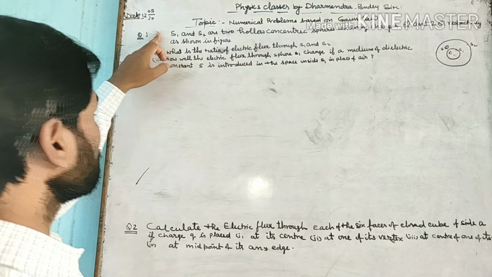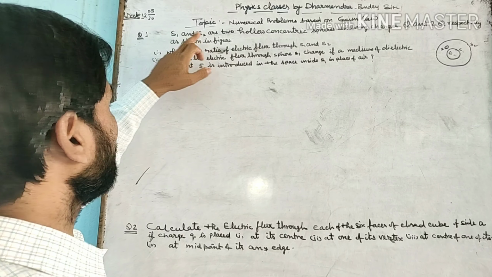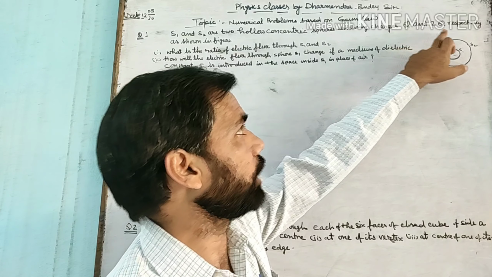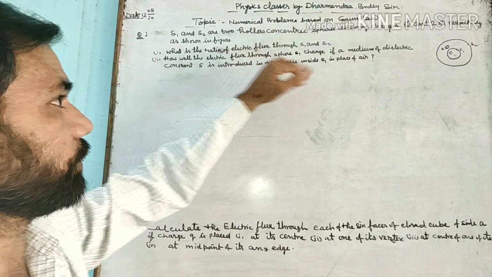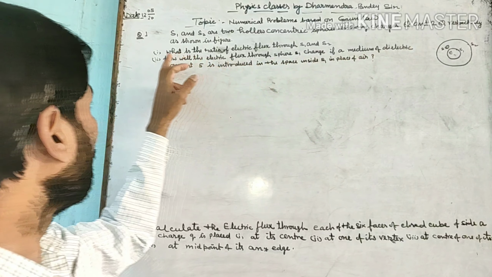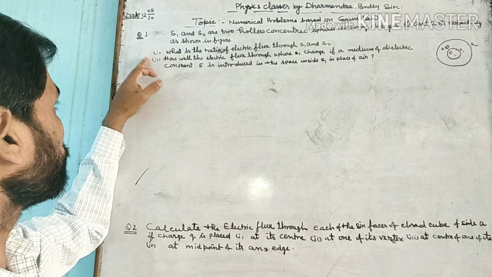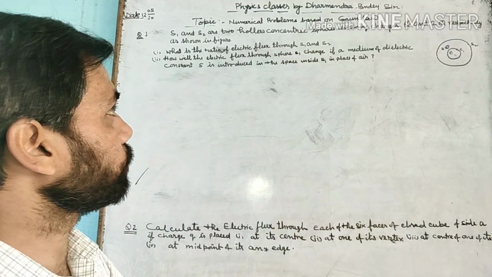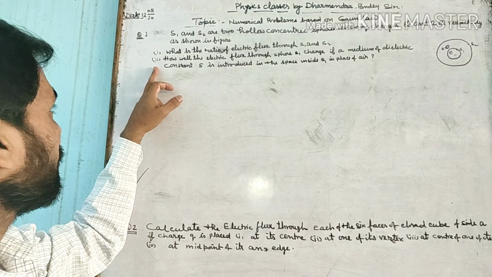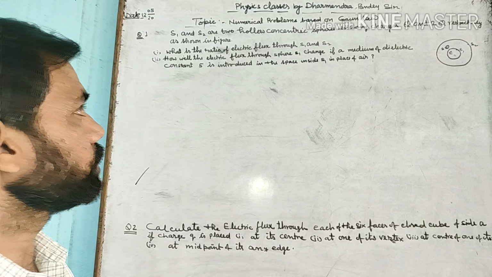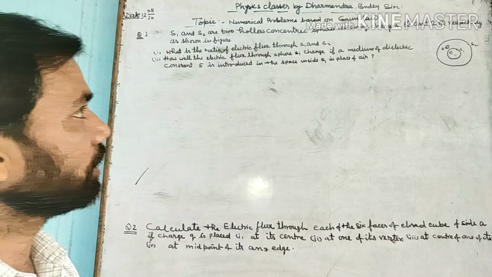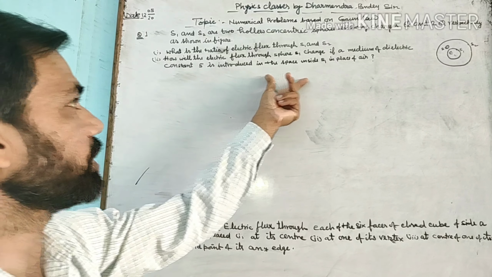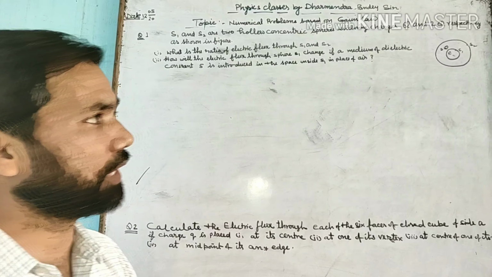Now here the first problem is that S1 and S2 are two hollow concentric spheres enclosing charges Q and 2Q respectively, as shown in the figure. Two questions have been asked in this problem. First, what is the ratio of electric flux through S1 and S2? And in the second, how will the electric flux through sphere S1 change if a medium of dielectric constant 5 is introduced in the space inside S1 in place of air?